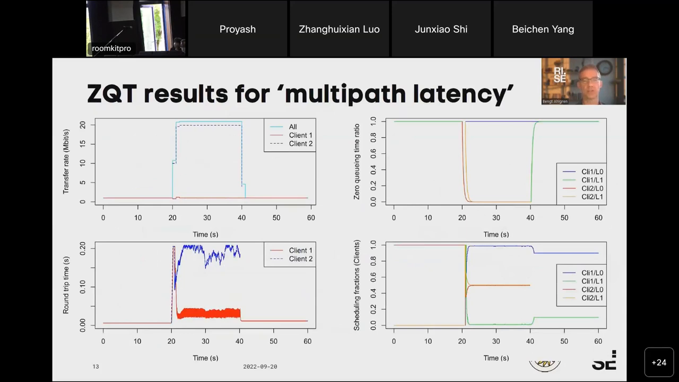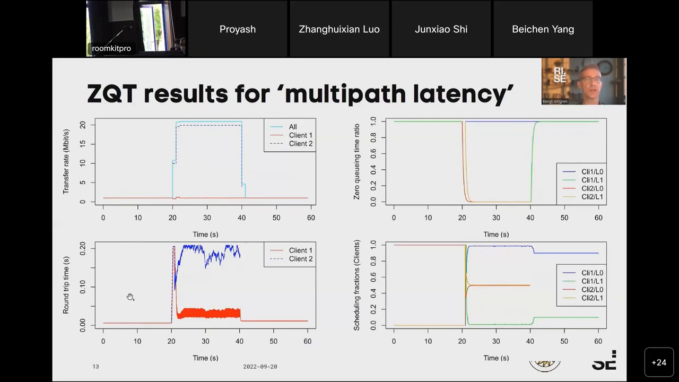So let's look at some results. All of the graphs have the simulation time from 0 to 60 seconds on the x-axis. On the top left here, we see the transfer rates as experienced by the clients. Client one, the transaction client, has a fairly constant and low rate. Client two, we see, starts at 20 seconds and achieves its maximum of 20 megabits per second. Each of the two available paths has 10 megabits per second, so it makes full use of the two available paths.